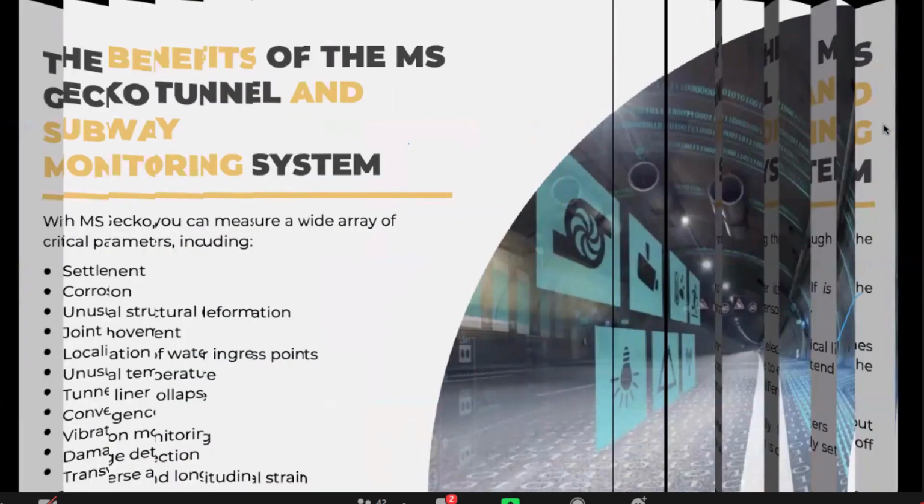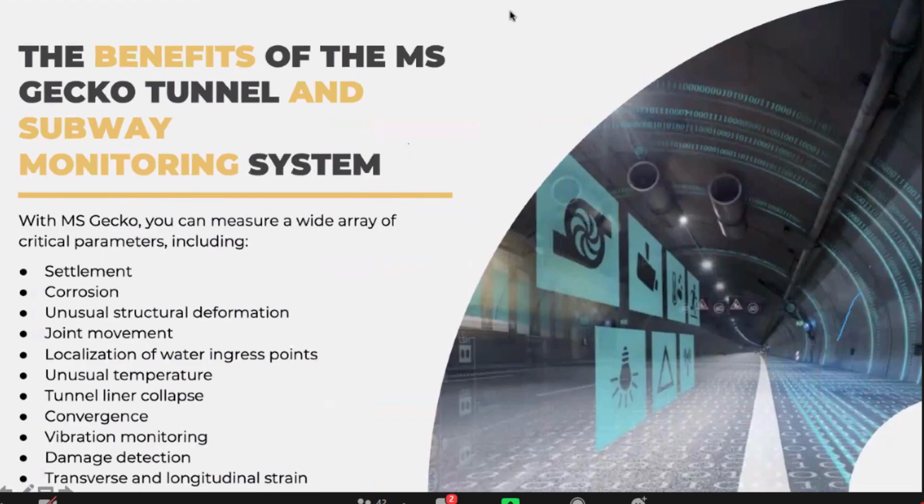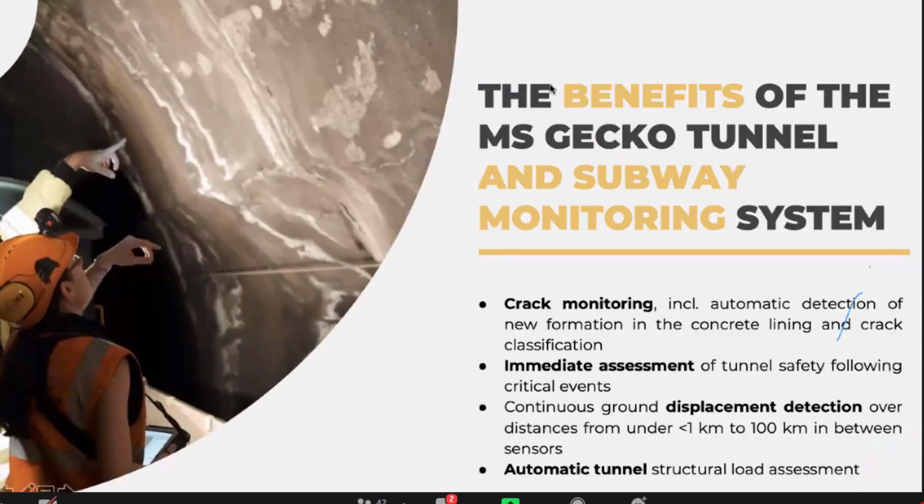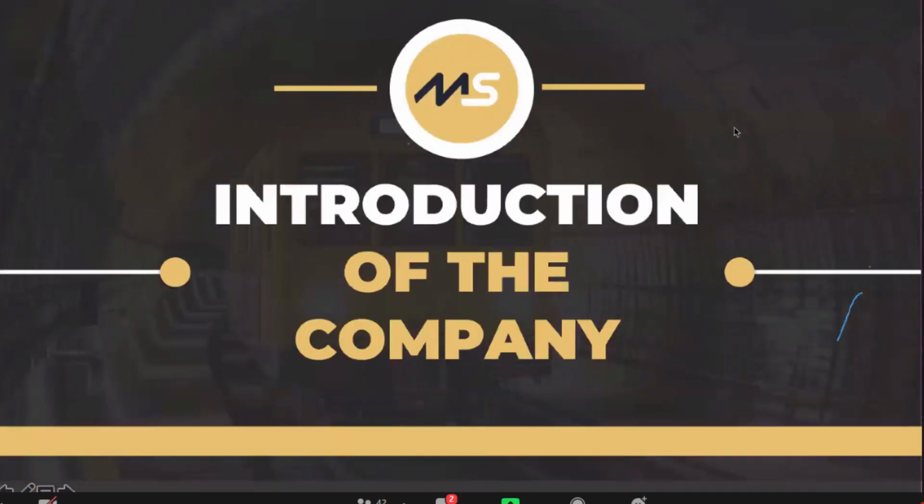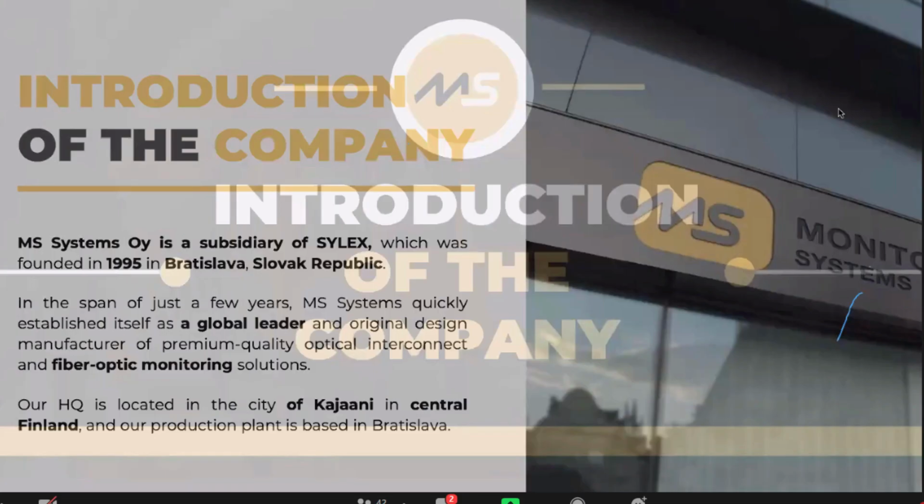Okay, let's go down. Just to quickly mention a few words about the parameters. As mentioned earlier: settlement, corrosion, unusual structural deformation, joint movements, etc. Let's go down to the company introduction a little bit.